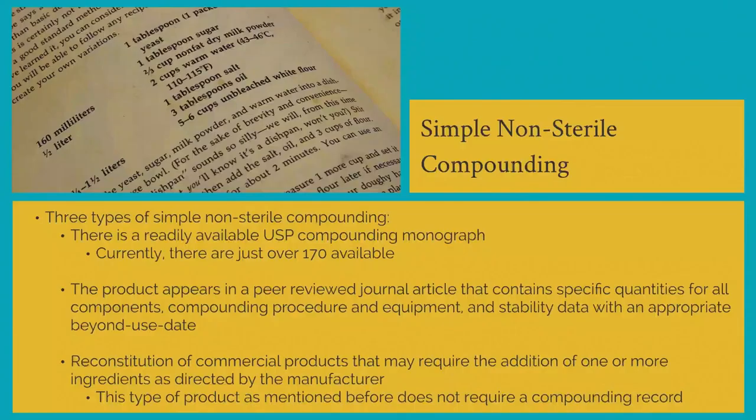The second is if the product appears in a peer-reviewed journal article that contains specific quantities for all components, compounding procedure and equipment, and stability data with an appropriate beyond use date. So this is where somebody has studied this compound, published their recipe for it in a peer-reviewed journal with all of the information needed. Then finally, the last example of simple non-sterile compounding is the reconstitution of commercial products that may require the addition of one or more ingredients as directed by the manufacturer. So this type of product, as mentioned before, does not require a compounding record, whereas the top 2 do.